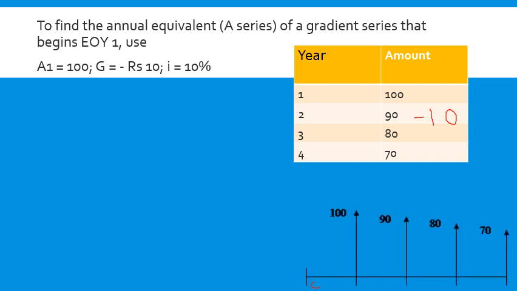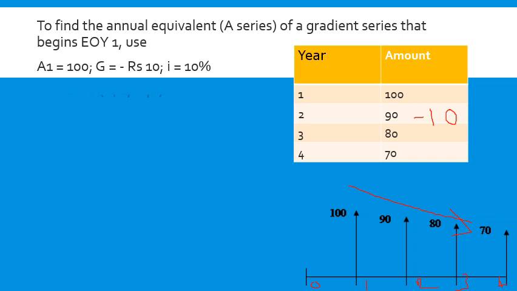This is year 0, this is year 1, this is year 2, this is year 3, and this is year 4. So you can see that there is no money flow at year 0. First year 100, second year 90, next third year 80, fourth year 70, and you can see that it is decreasing by rupees 10 every year. How do we solve that?